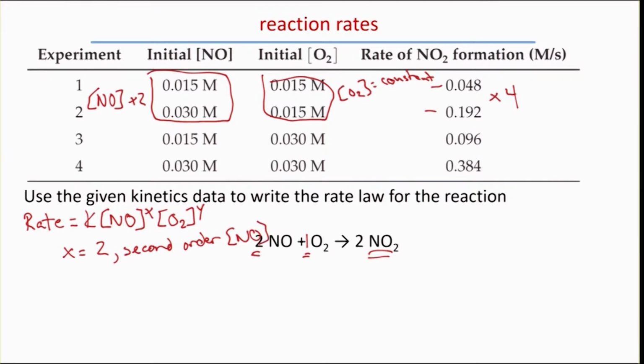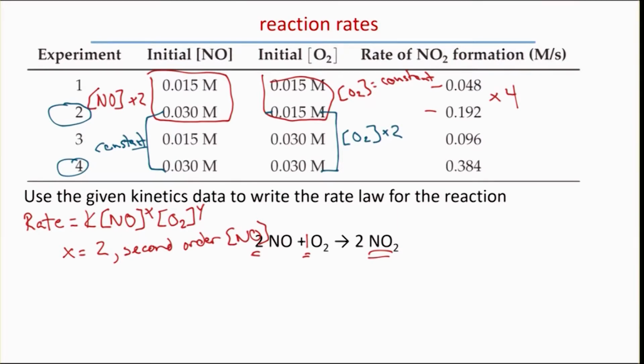All right, then let's look at another set of experiments. In this case, we want to hold NO constant, but only change O2. So which two would you want to look at for that? I think I would look at, I'm going to change color, experiment 2 and experiment 4. The NO is constant at 0.03 molar, and in this one our O2 has gone from 0.015 molar to 0.03.